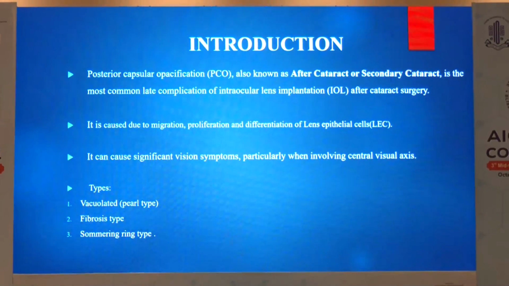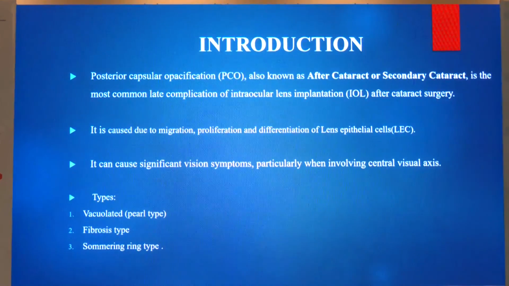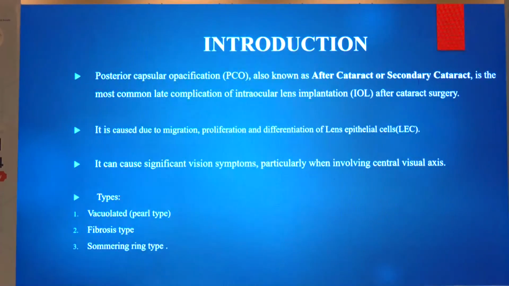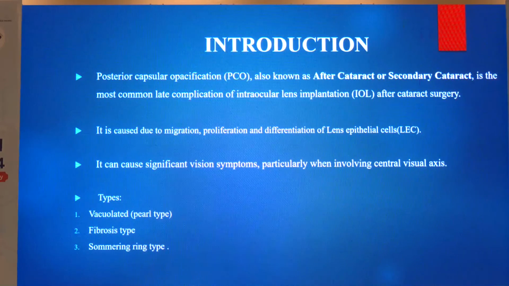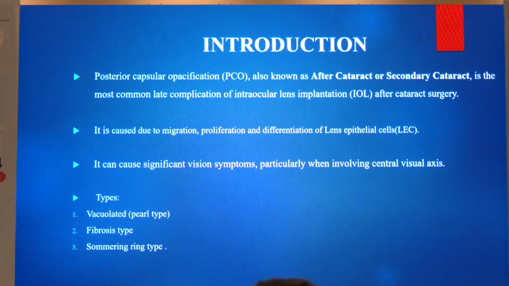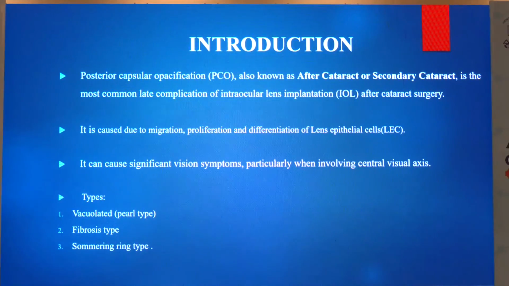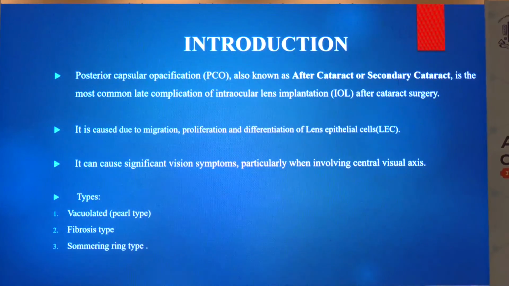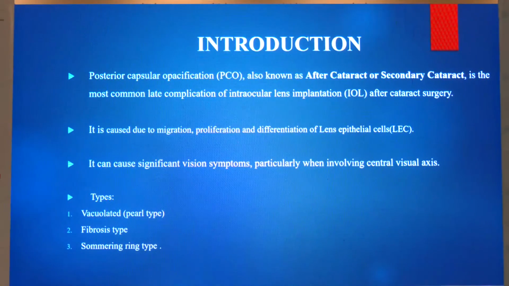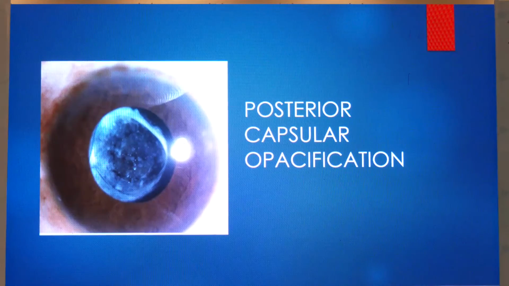Posterior capsular opacification, also known as after cataract or secondary cataract, is the most common late complication of intraocular lens implantation after cataract surgery. It is caused due to migration, proliferation, and differentiation of lens epithelial cells. It can cause significant visual symptoms, particularly when involving the central visual axis. The types of PCO are vacuolated or pearl type, fibrosis type, and Soemmering ring type. This is a picture showing posterior capsular opacification.